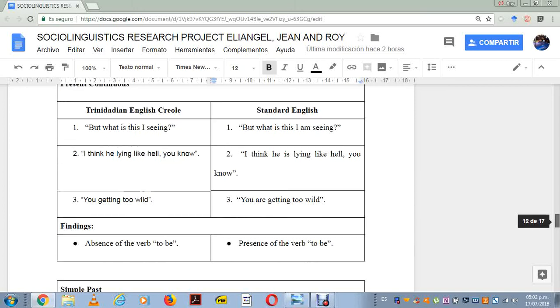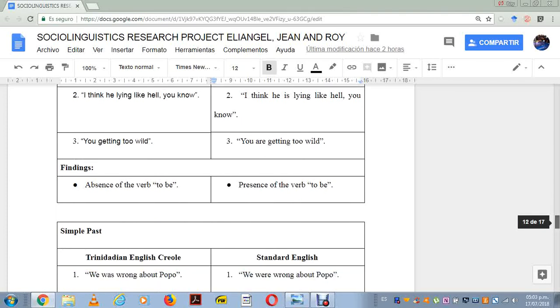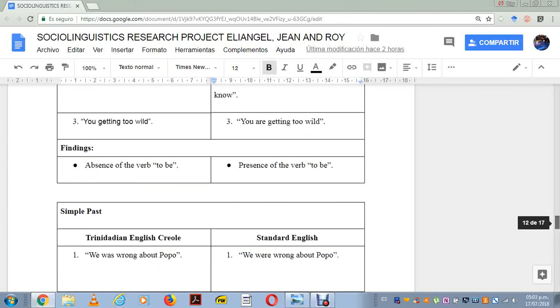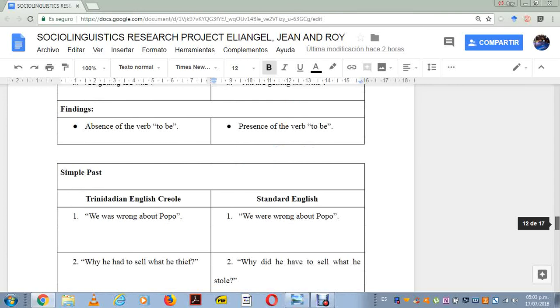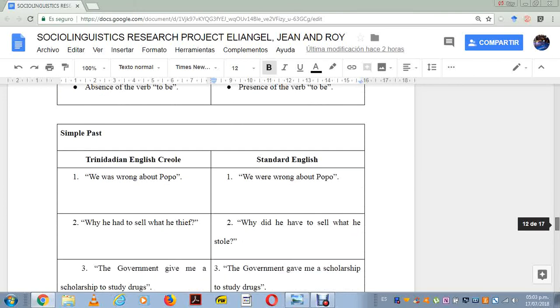The final point here is the absence of the verb to be. We see that in the Trinidadian English Creole, they don't use the verb to be as an auxiliary in the sentence, which is the common way it is used in standard English. So that is one thing that differs in the present continuous between the two languages. Now we have the simple past.